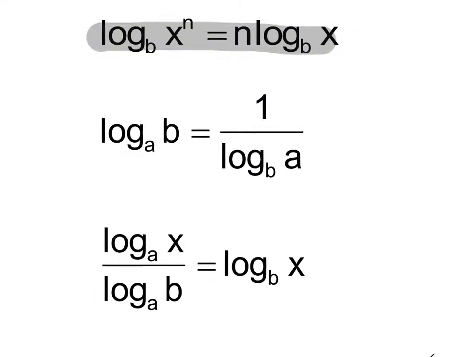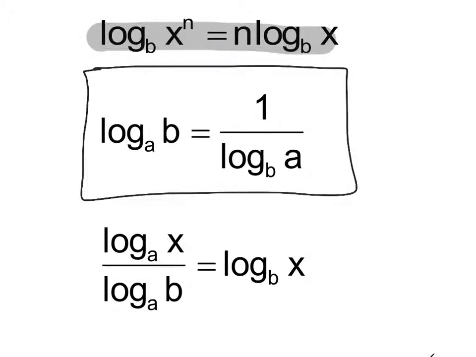Log base a of b is equal to 1 over log base b of a. So box that. And the best way to understand this property is to do an example. So I'm going to give you something to work on your own. So log base 2 of 4. And now I'm going to switch the argument and the base.